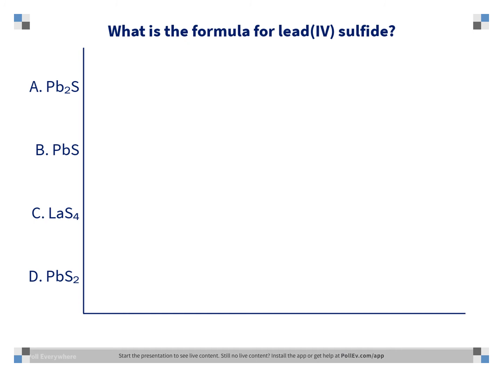To get the lowest whole number ratio, we divide each of our subscripts by 2, and we end up with PbS2. Notice that the 4 in Roman numerals is neither the number of lead atoms nor the number of sulfur atoms. It is just the charge on the lead. For this reason, there is no reverse crisscross rule to go from the formula to the name.